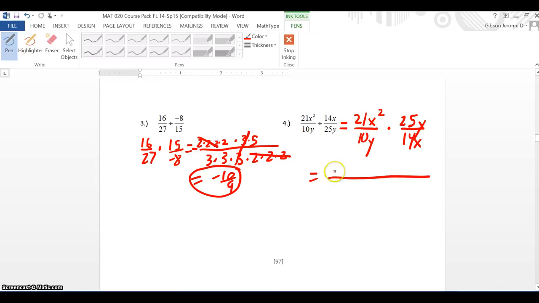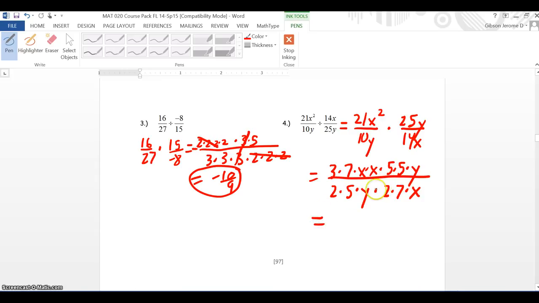The prime factorization of 21 is 3 times 7, and then x squared we will write as x times x. 25's prime factorization is 5 times 5, and we'll bring down our times y. Now in our denominator, 10y, the prime factorization is 2 times 5, and we'll bring down our times y. Times 14, prime factorization is 2 times 7, and we'll bring down our times x.